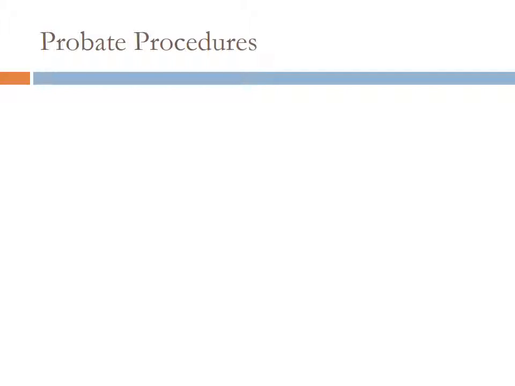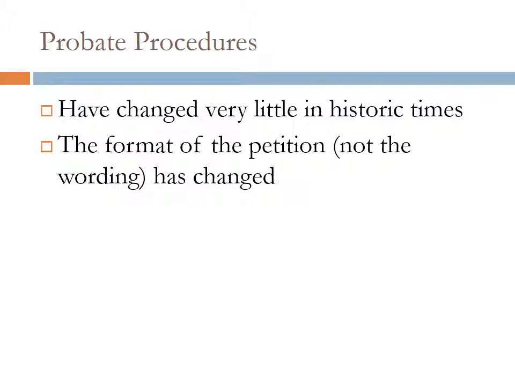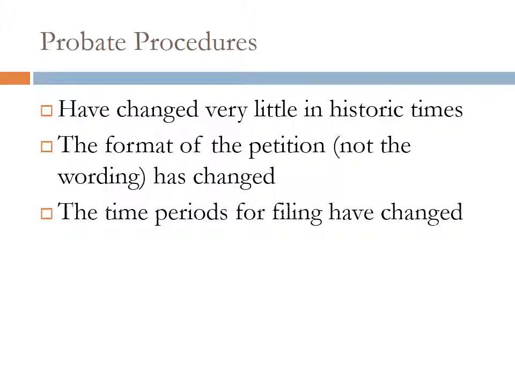It's important to understand also that probate procedures have changed very little in historic times. So if you go back 200, 300 years and look at a probate proceeding, it will be very recognizable as almost the same as one that you would see today. The format of the petitions, of course, has changed. Not the wording, but the actual way they're put together. And the time periods for filings have changed.